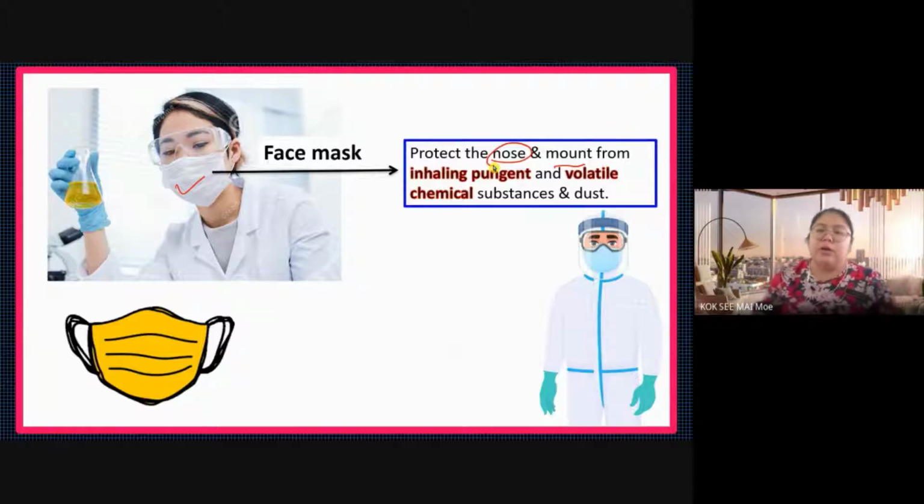Another one is volatile chemicals. Volatile chemicals means they evaporate very fast, penyejatan sangat cepat. So when they evaporate, they produce some effect. If you wear the mask, it can reduce the dust and substances going straight into your nose. So this is another equipment. From here, just a simple thing, hopefully you can remember. We have goggles, mask, coat, glove. After that, shoes. For shoes, you must mention closed shoes.